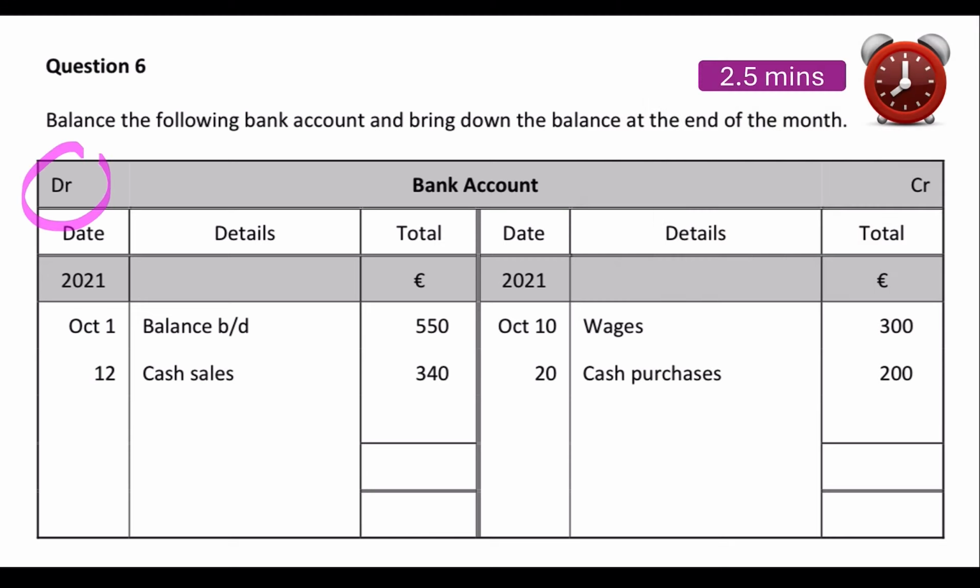Okay, so looking at this bank account, it has two sides. It has a debit side here, which is money in to the bank account, and then it has a credit side here, which is money out.